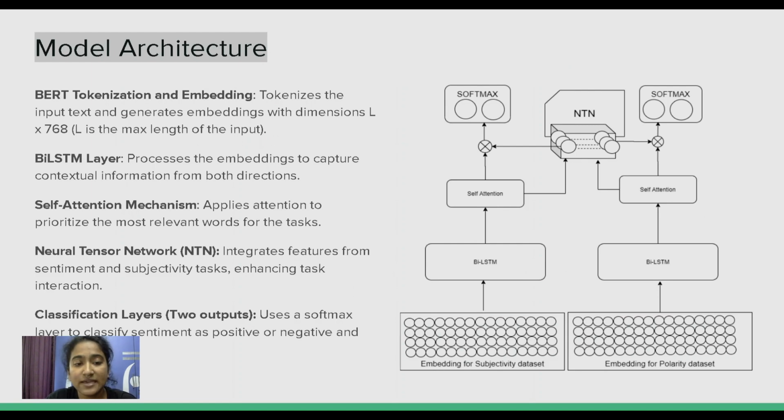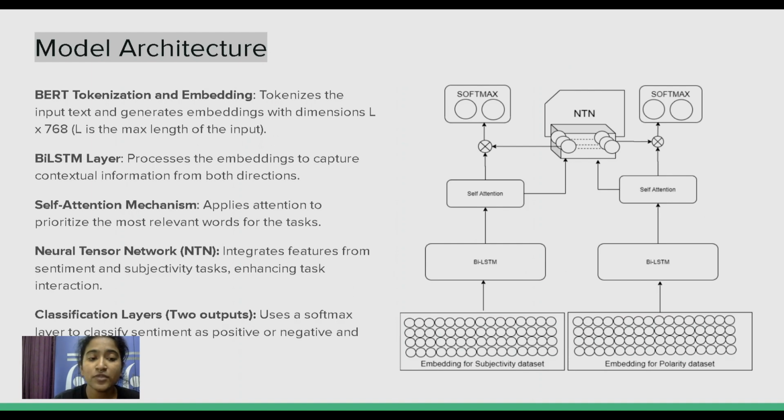Then the second layer is BiLSTM. The BERT embeddings are fed to a bidirectional long short-term memory layer. This layer processes the embeddings to capture contextual information from both directions, ensuring that the model understands context in relation to the surrounding words, not just from one side. Then comes the self-attention mechanism. This mechanism helps prioritize the most relevant words in the task by assigning higher weights to the important words.